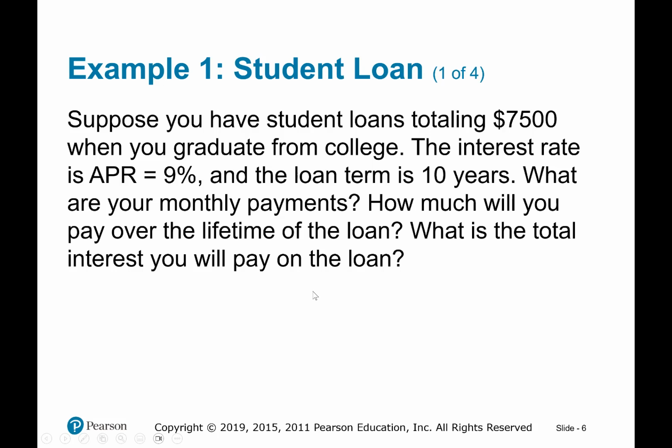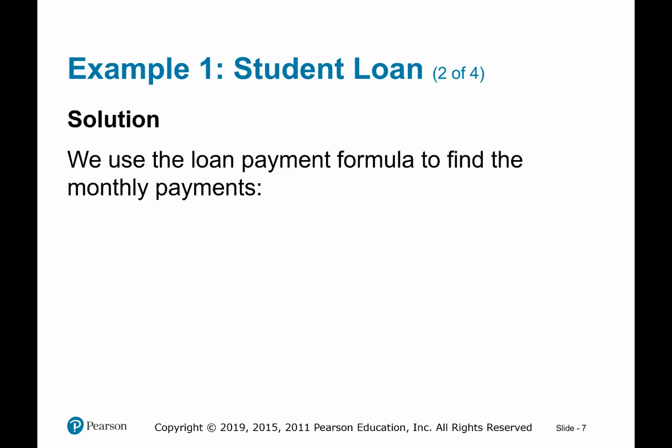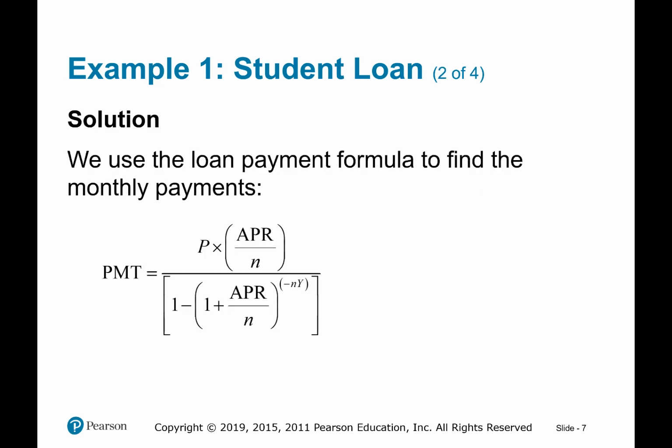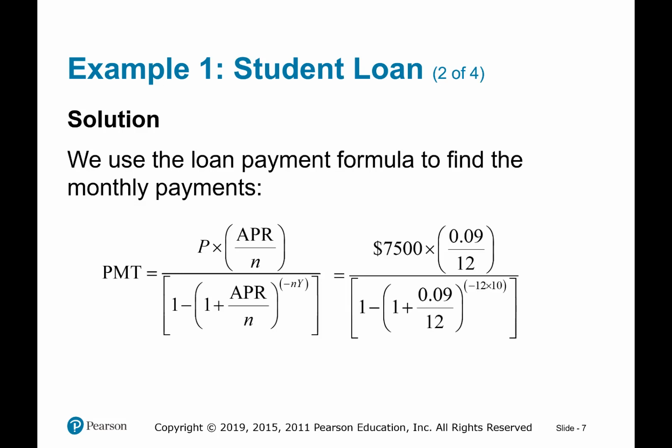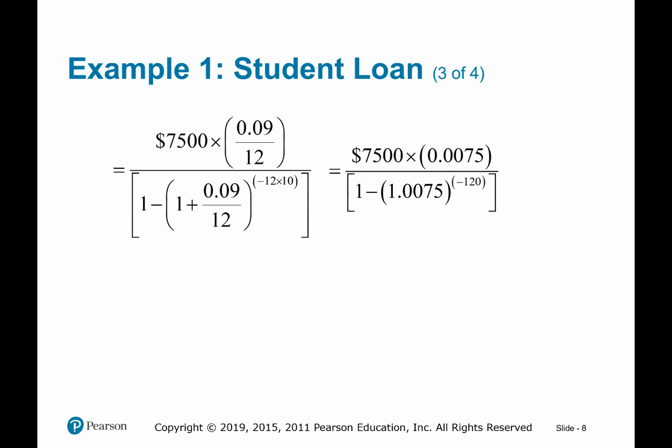First of all, we need to figure out what our loan payment is, and that's where the payment formula comes in. We've got Y, we've got the APR, and we've got the principal, which is $7,500. We also know that we're making monthly payments, so N is 12. So we've got everything we need to plug in. Here's our formula, and we'll plug in the values that we know. Now we simplify in our calculator and we find that our monthly payment is going to be $95.01.